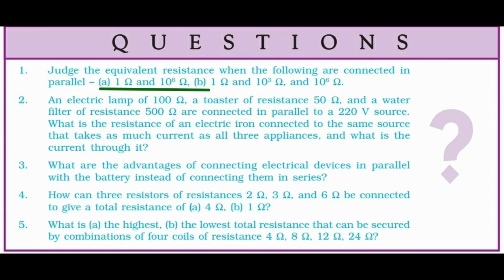Welcome to physics class. Today we will do questions set 5 page number 216. First question. Judge the equivalent resistance when the following are connected in parallel. A part: 1 ohm and 10 raised to power 6 ohm.